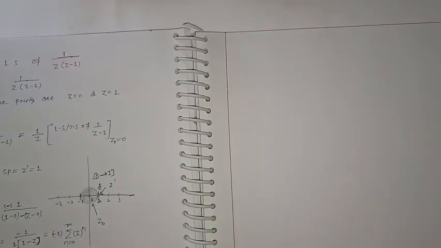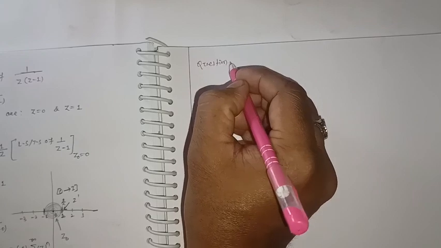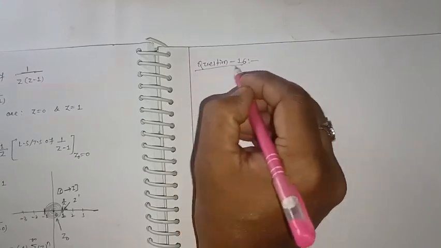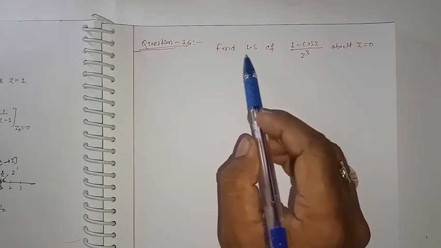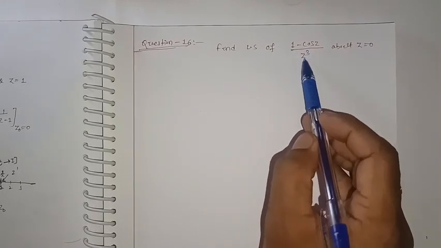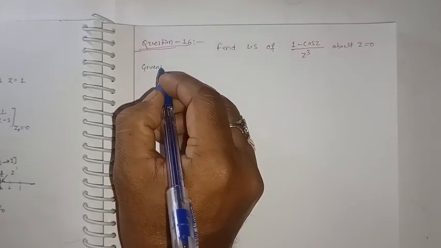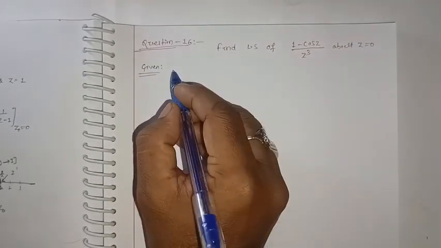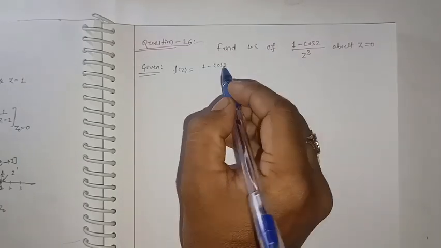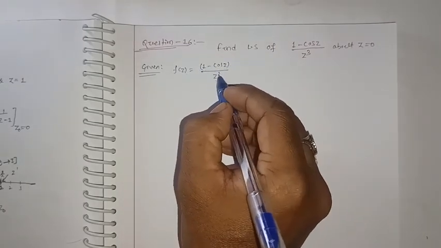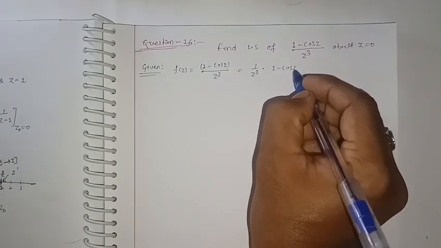Now we are going to go for another question, question number 16. So here the question is: find the Laurent series of 1 minus cos z by z cube about z equal to 0. So the given function is f(z) equal to 1 minus cos z by z cube. This can be written as 1 by z cube into 1 minus cos z.